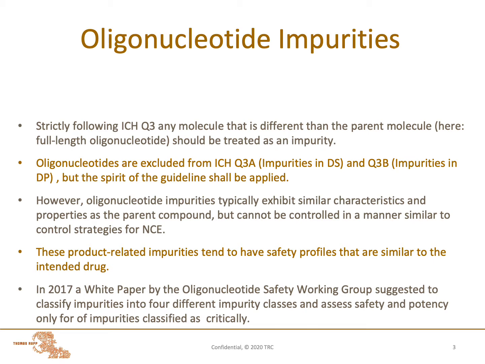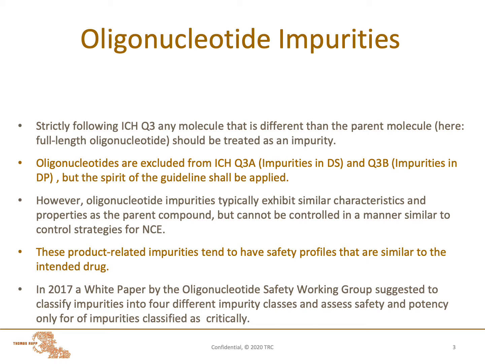One of the reasons is that these product-related impurities in oligonucleotides tend to have safety profiles that are similar to the intended drug. One example here would be the single phosphodiester exchange in a phosphorothioate oligonucleotide. This oligo will have the same safety profile, and it might even have a similar activity to the full phosphorothioate.